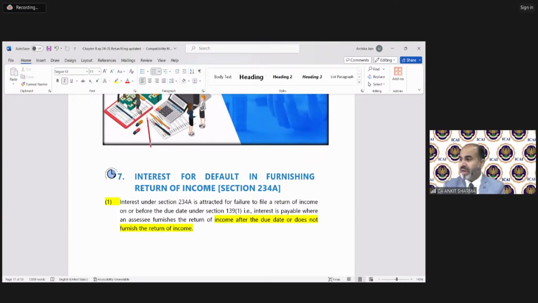Sir, before the break, kindly clarify: for Chapter 7, TDS and TCS, only provisions till 194J have been covered. Are we supposed to study the remaining part by ourselves?